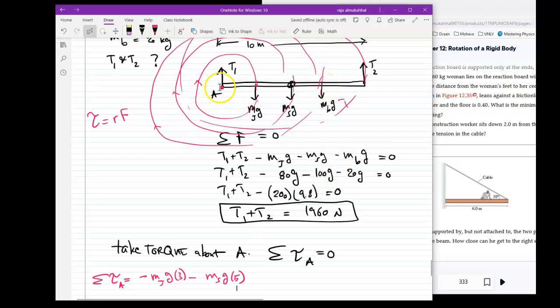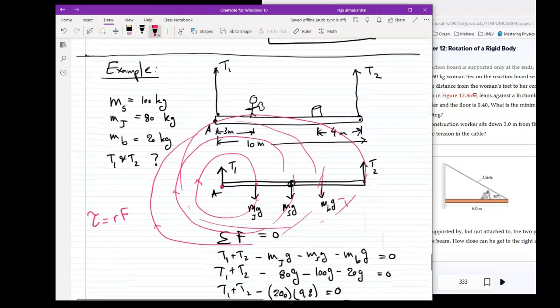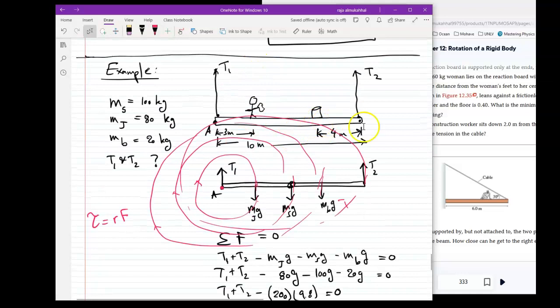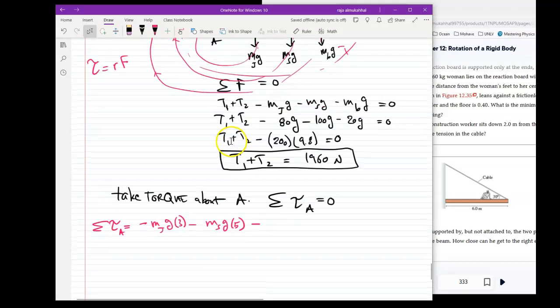Remember, we are taking the torque about A, not this one. So that's going to go like that. Clockwise, negative. How far is it from there? Well, look. We are given, this is 4. This must be 6 then. So that's going to be minus M bucket G times 6.